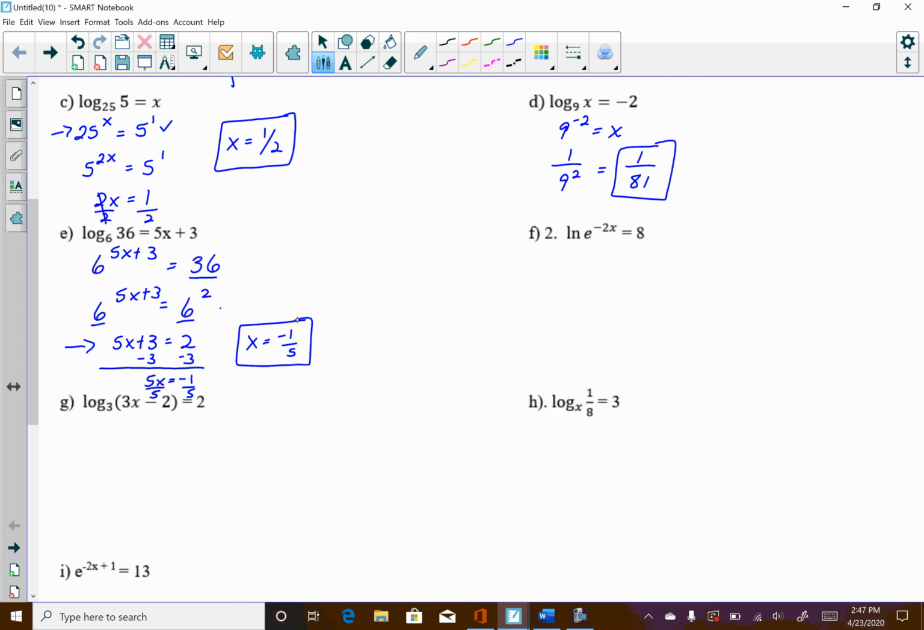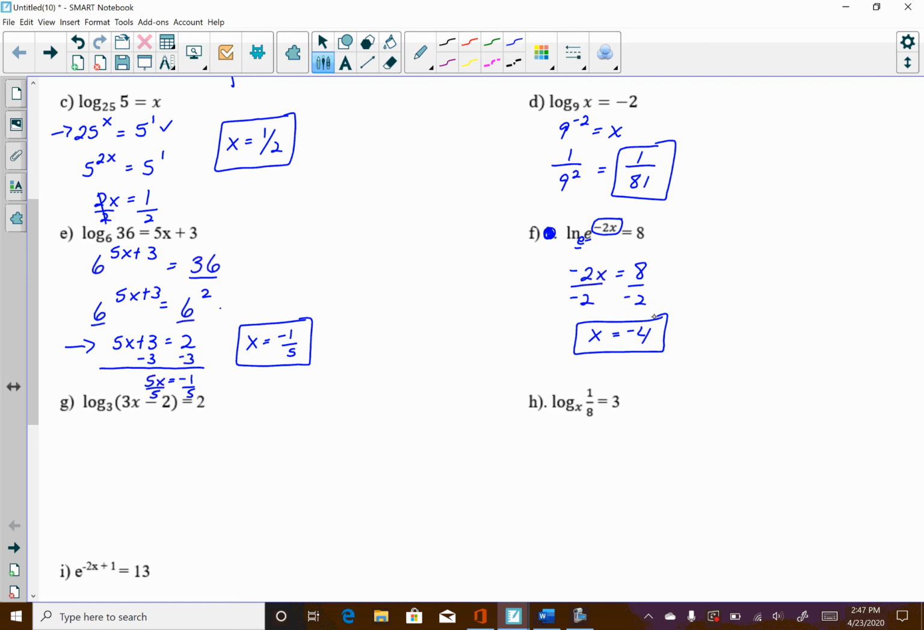All right, in letter F, there's just a stray number 2 there, so you can just ignore that. In this one, you already have a natural log sitting there. Remember from a previous set of notes that natural log is naturally base e, and so whenever that base and the argument behind it match up, then it will condense down to just being whatever is in the exponent. So -2x equals 8. Solve for x, divide by -2, so x equals -4.